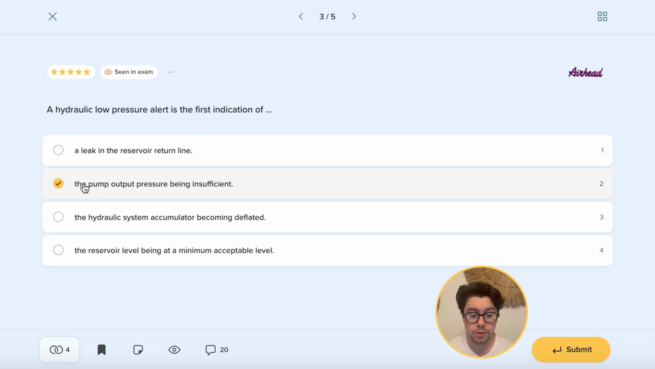You may ask why not the leak in the reservoir, because of course it will show up as insufficient pressure. However, first this leak will be slightly overcome using the accumulators, and then the pump will try to keep up, and only after all these conditions are met will the leak be identified. This is also the case for answer Charlie: the hydraulic system accumulator becoming deflated. It will become deflated, but until it is deflated we will not really have an indication, because the system will stay fully pressurized.